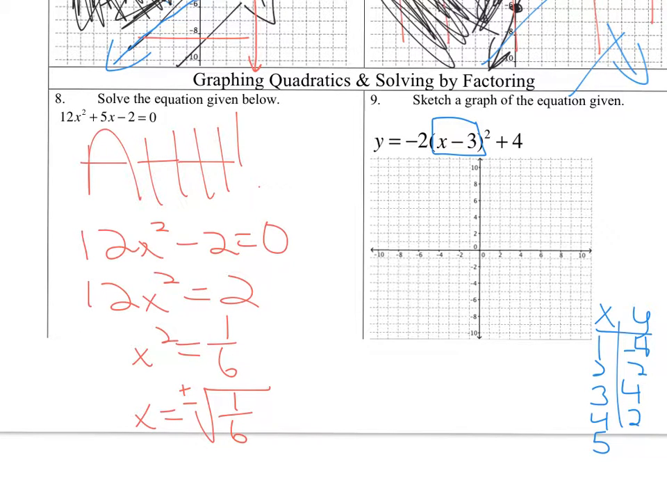Plug in 5. 5 minus 3 is 2. Square is 4 times negative 2 is negative 8. Plus 4 is negative 4. So 1, negative 4.